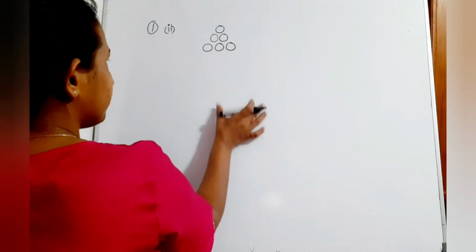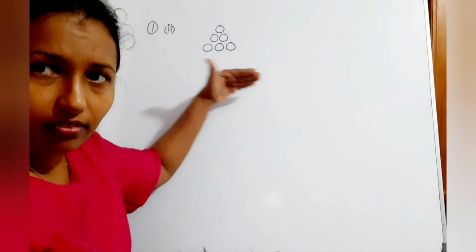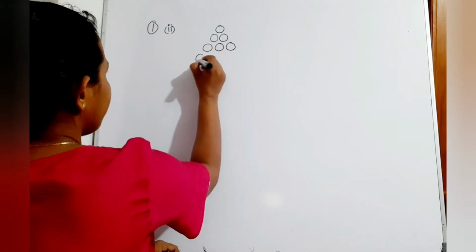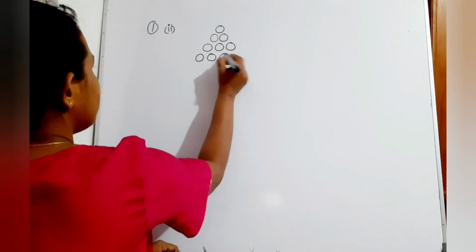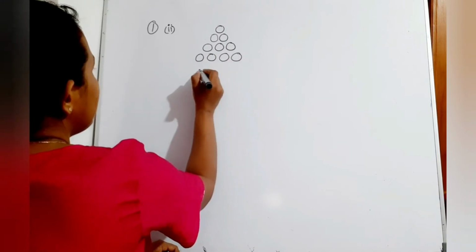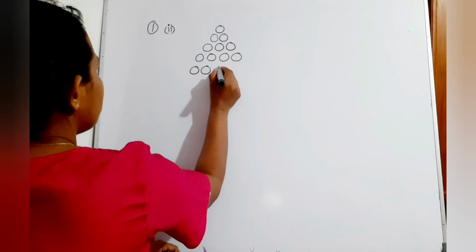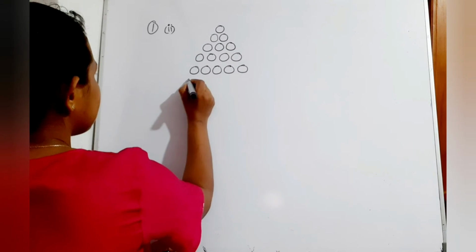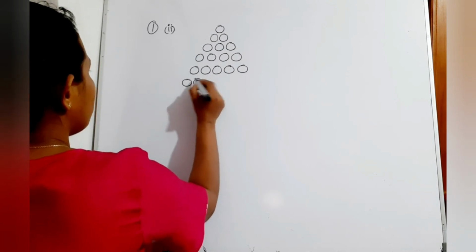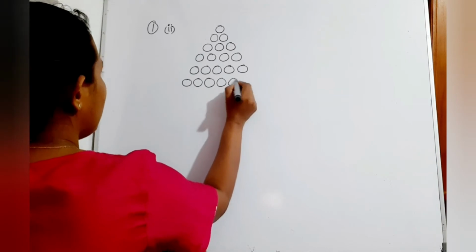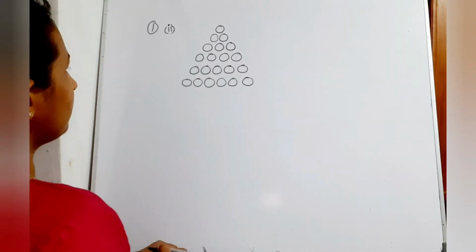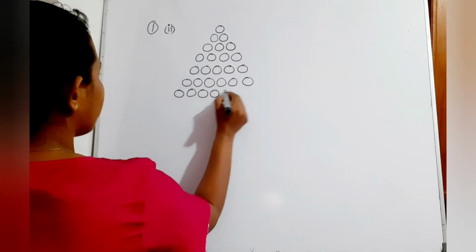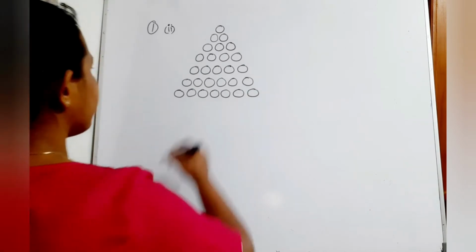One is adding to the number below. 3 plus 1, 4. Then 4 plus 1, 5. 1, 2, 3, 4, 5 balls. 5 plus 1, 6. 1, 2, 3, 4, 5, 6. Then the 7th row. 1, 2, 3, 4, 5, 6, 7.